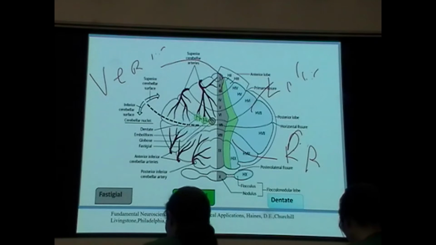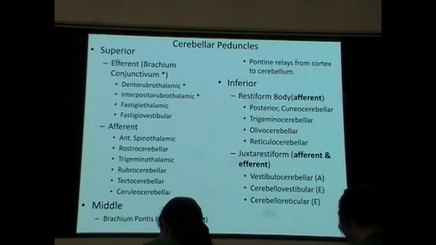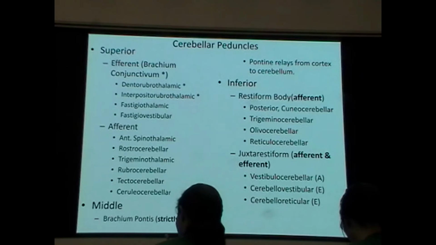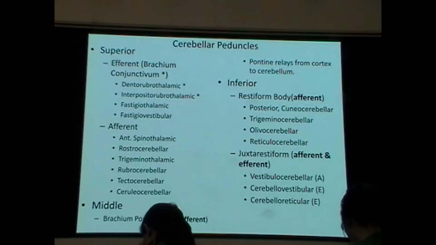There are 3 cerebellar peduncles. And what's important to understand there is the direction of flow of the fibers. Are they coming to the cerebellum? Are they afferent to the cerebellum? Are they leaving the cerebellum? Are they efferent from the cerebellum? So, for example, in the superior peduncle, if you remember, one of the pathways that came into the cerebellum was a pathway associated with the spinocerebellar system, primarily the anterior spinocerebellar tract.